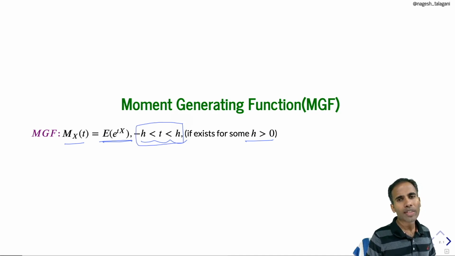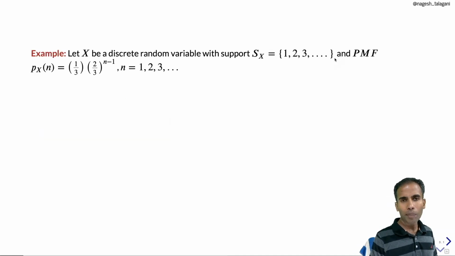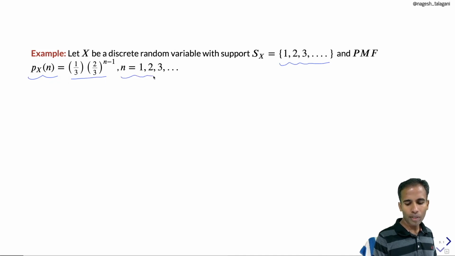Now let us look at some examples of probability distributions and see if the MGF exists. Here is an example of a discrete distribution with support S_X equal to 1, 2, 3 and so on, and PMF p_X(n) equal to 1/3 times (2/3)^(n-1) for n equal to 1, 2, 3 and so on. Let us see if the MGF of X exists for this particular distribution.